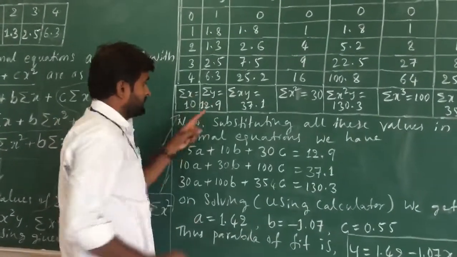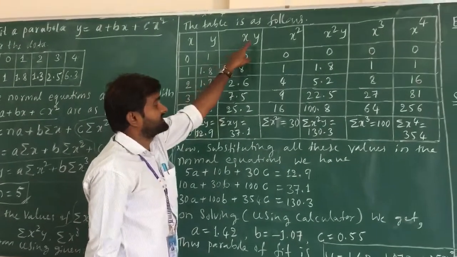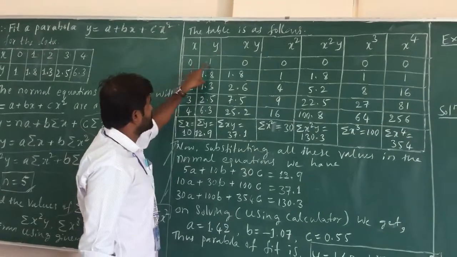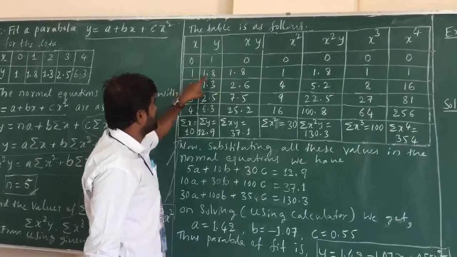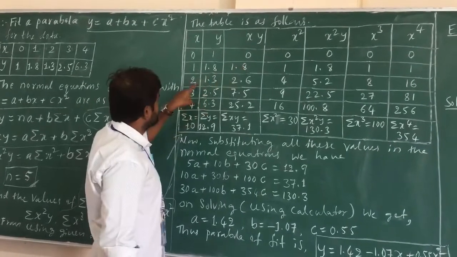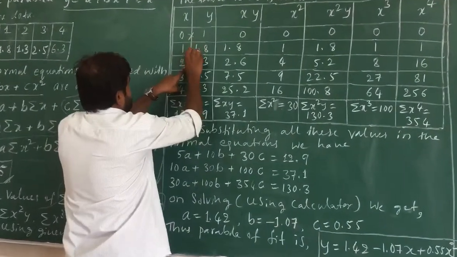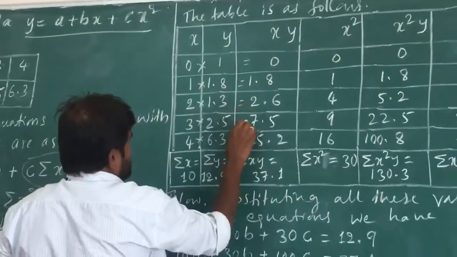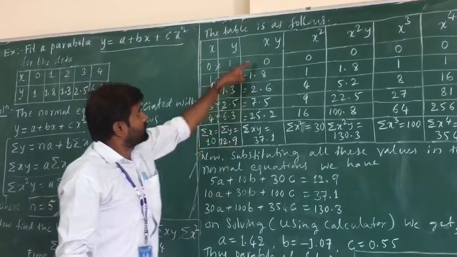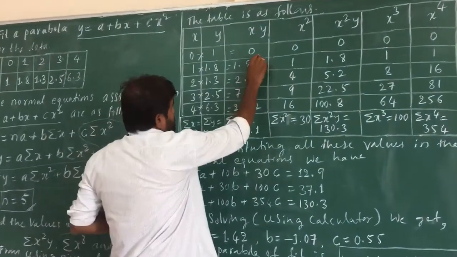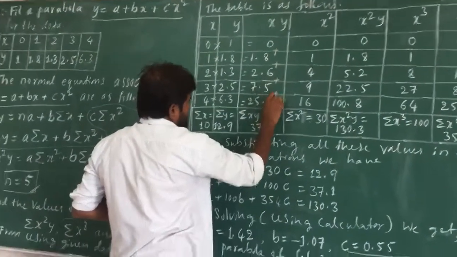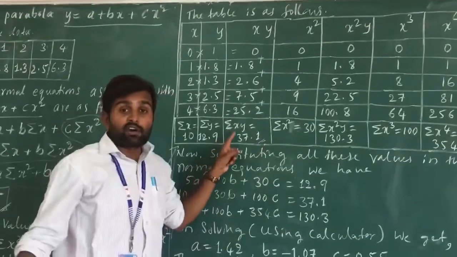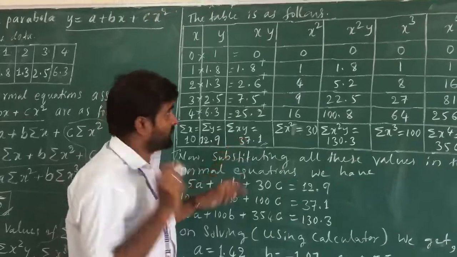So 12.9. Then x into y. So x have, then y have. So 0 into 1 is 0, 1 into 1.8 is 1.8. Similarly, multiply all these values, x into y. Now the sum of these is 0 plus 1.8 plus, like this. If we add these values, we have the sum of x into y is 37.1.